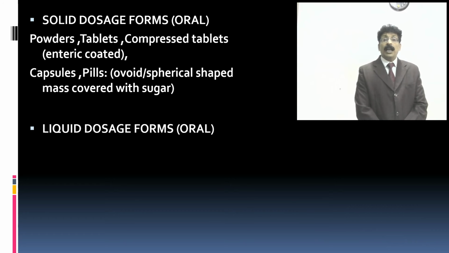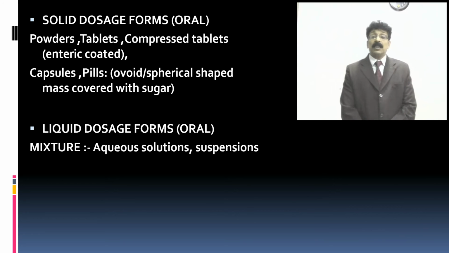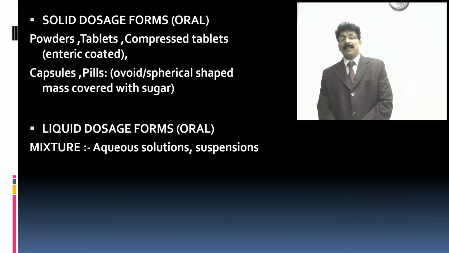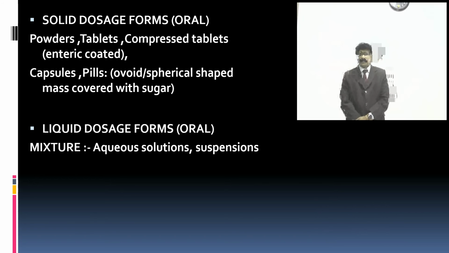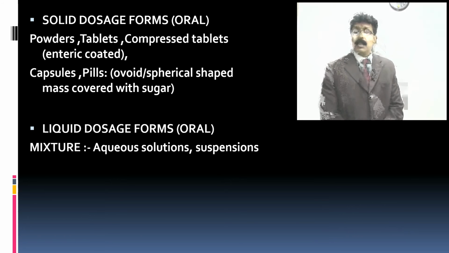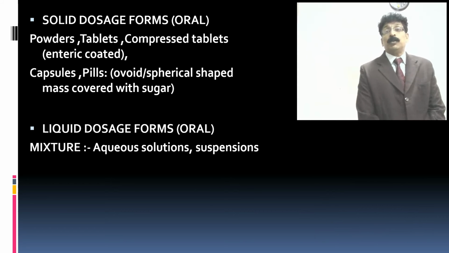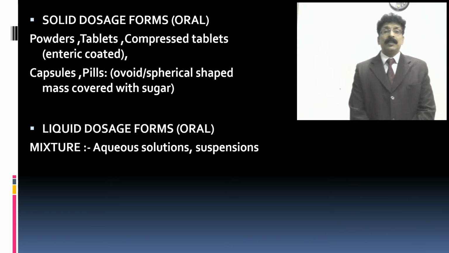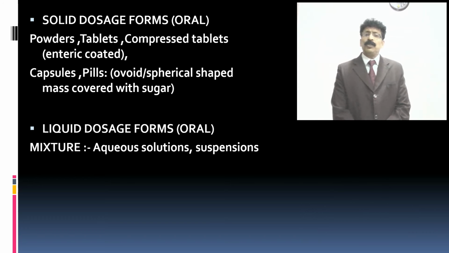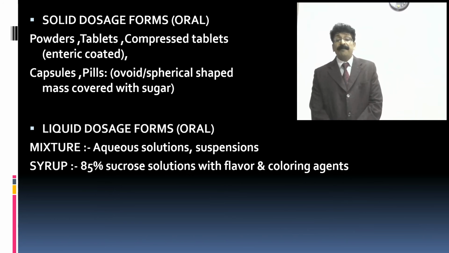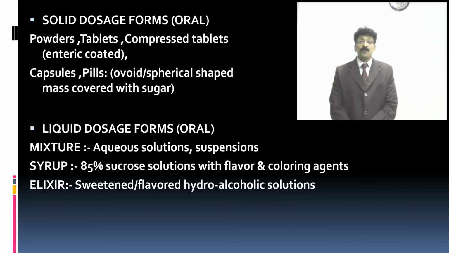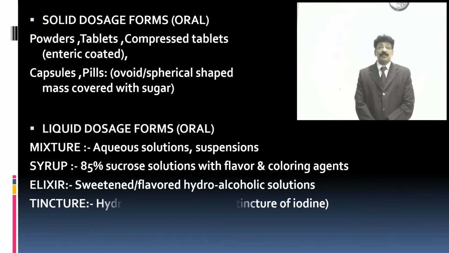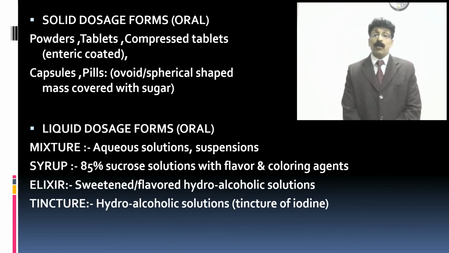Liquid dosage forms, oral: we can see mixtures are available. In pharmaceutics, pharmacy students study various sectors: solution, emulsion, suspension, all these things. We are not going to discuss them in this subject, but it is there in detail. They will study various sectors in different formulations, the liquid, solid, powder form and semi-solid form. I am only mentioning mixture, aqueous solution, suspension, emulsion, syrups, which is 85% sucrose solution with a flavor and coloring agent, elixir, a sweet flavored hydroalcoholic solution. Tinctures are also available. Tincture of iodine is an example of a hydroalcoholic solution.